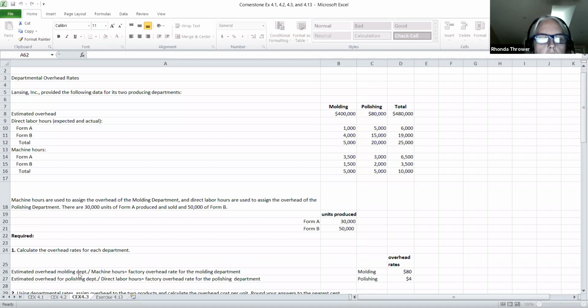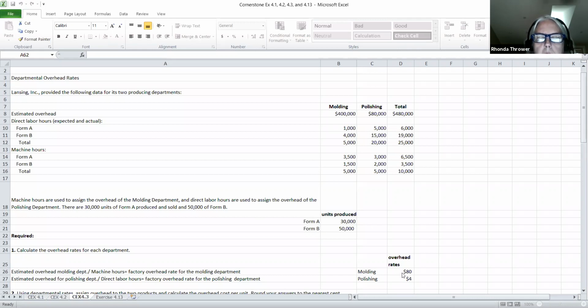So to do that, the formula I've written is right here. We're going to take the estimated overhead for the molding department. That's the amount right here. And we're going to divide it by the machine hours for the molding department. The total machine hours are 5,000.